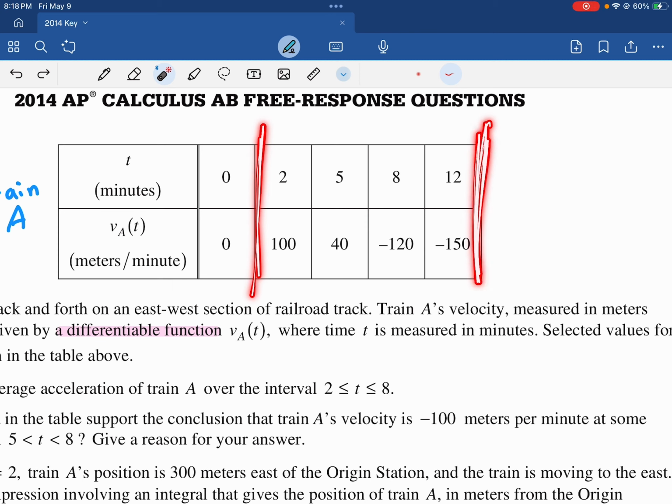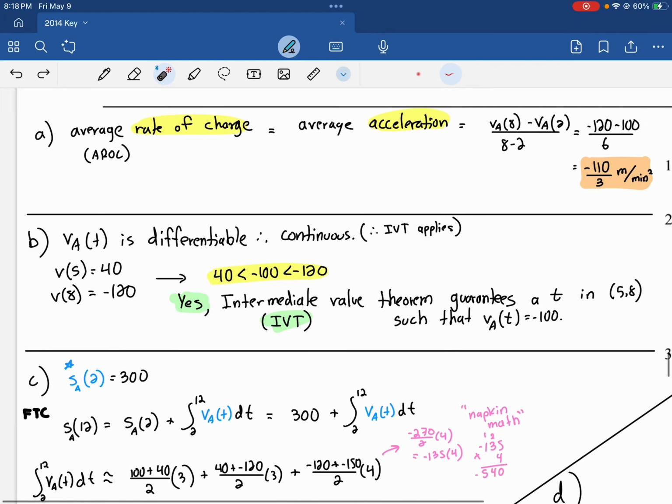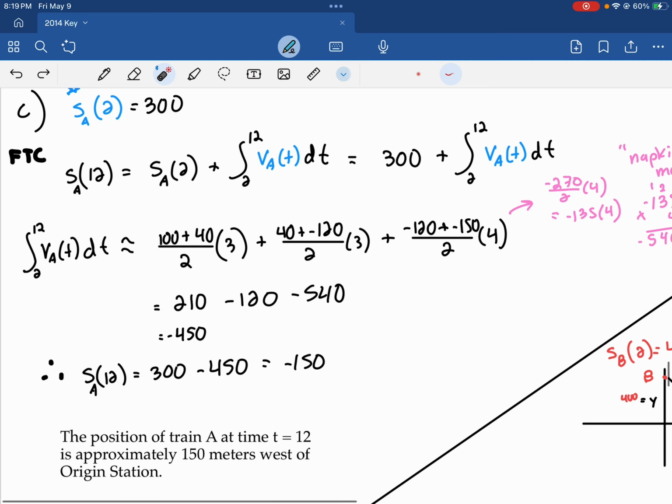3 trapezoids, so one of them is going to be from 2 to 5, one of them from 5 to 8, one of them from 8 to 12. You're going to add these values together, divide by 2, and multiply by the width of these trapezoids, so by 3 for that one. 100 plus 40 divided by 2, and it's a change in x of 3. The next 2 values, 40 and negative 120, divided by 2 times 3. The next 2 velocities divided by 2 times 4. Notice it's not a consistent width for all of them, so you can't just pull a 3 out from all of these. Good luck simplifying these.